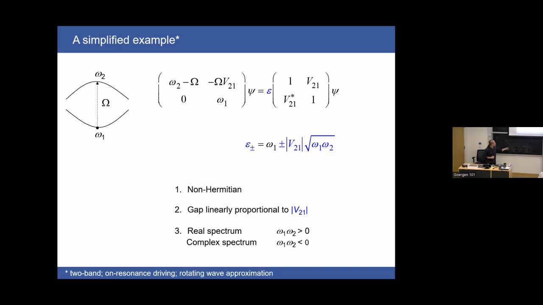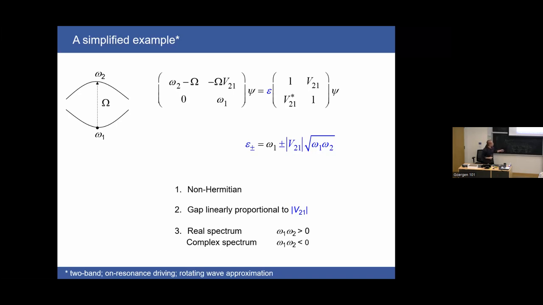So that's actually what we knew before, right? The stronger you drive, the stronger they couple, and the stronger they couple, the larger gap they open. Third, you realize that this spectrum is not necessarily real. It is real when you couple two positive frequencies together or two negative frequencies together, but it becomes complex when you couple a positive frequency to a negative frequency.